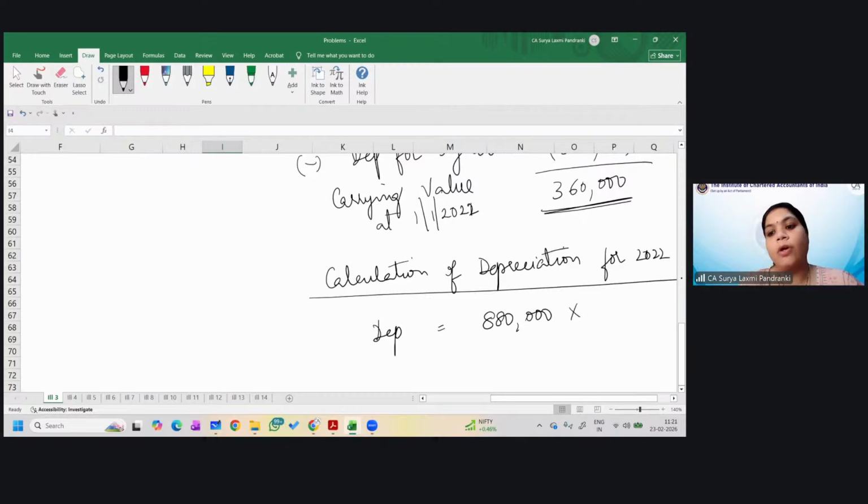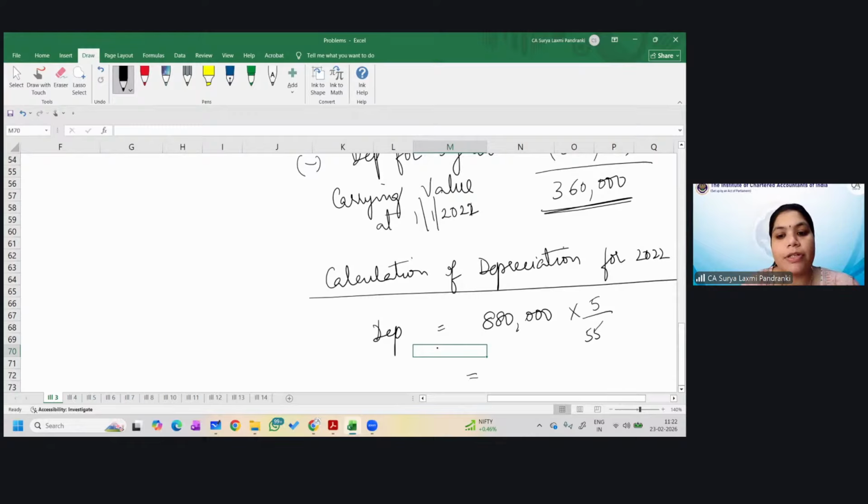8,80,000 into what will be the value? Can anyone tell me? What do you have to take here? Is it 4/55, 3/55, 5/55, 6/55? That will depend upon how many years you still have, right? We have already calculated 5 years depreciation, correct? 5 more years are remaining. So it will be 5/55. So the numerator is always the remaining useful life only.